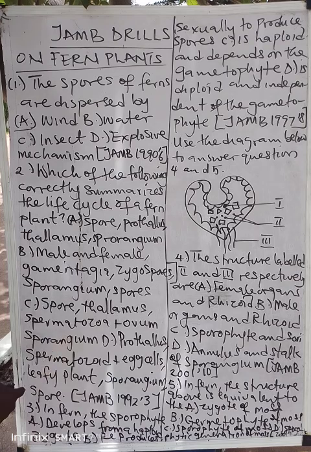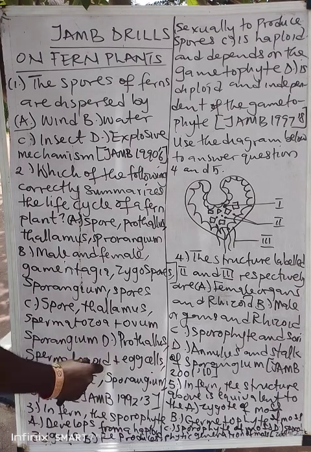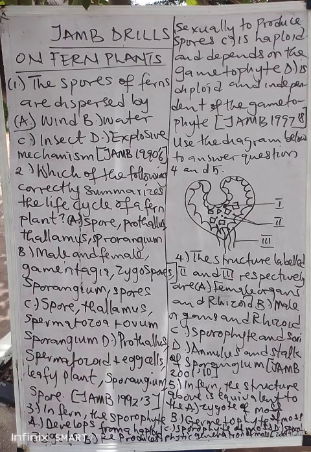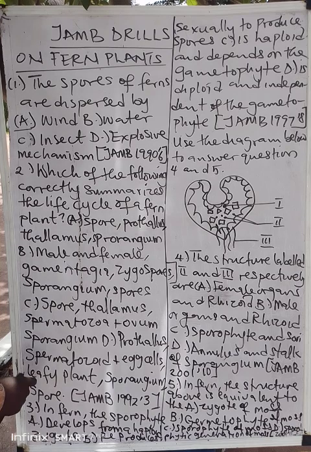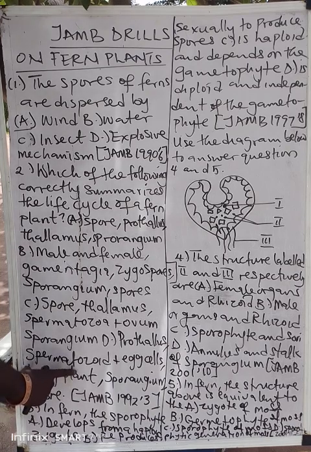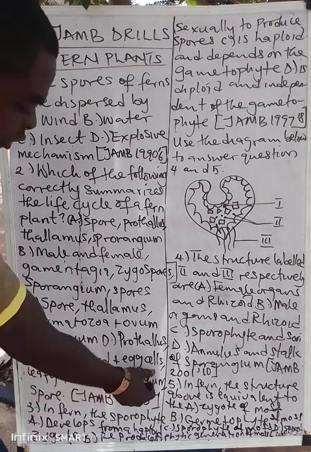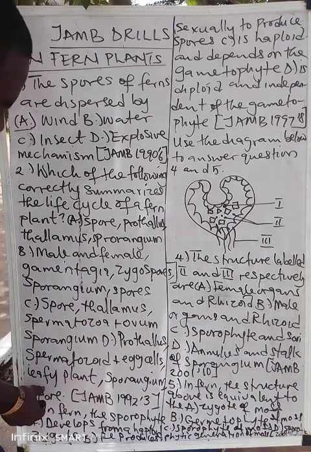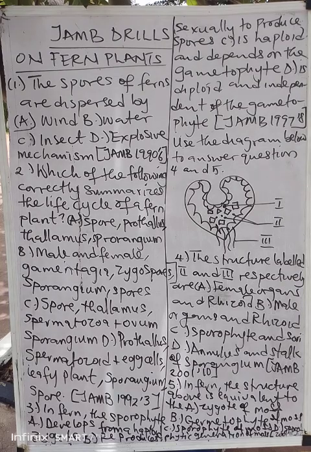When the sperm and egg cells meet, they fertilize each other and form a zygote. That zygote grows and forms a leafy plant, which is the sporophyte. Then the sporophyte will later produce sporangium, which is the spore case that produces spores. Later, the spores germinate and form the gametophyte back, and the cycle continues. So the answer is D. Then number 3, in fern, the sporophyte does what?